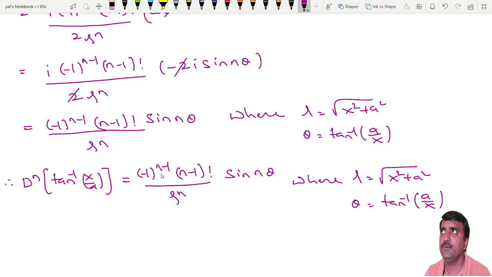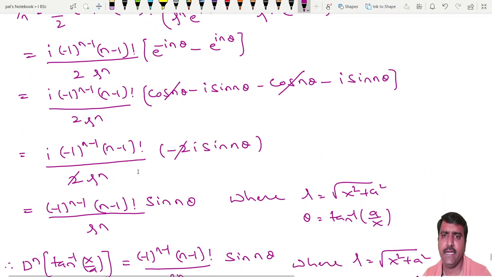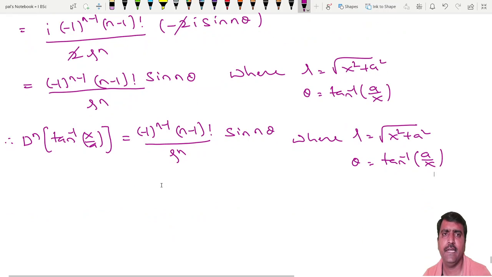As in the given problem, they are asking to find the nth differentiation and hence reduce dn of tan inverse of x. So take this expression as 3. It is very easy to find the nth differentiation of tan inverse of x, because in place of a, if you take 1, then we can easily obtain the nth differentiation of tan inverse of x from expression 3.